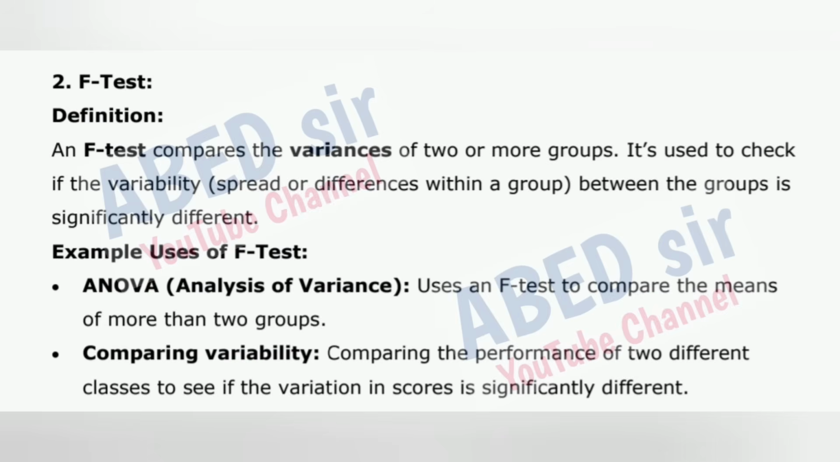2. F-test. Definition. An F-test compares the variances of two or more groups. It's used to check if the variability, spread or differences within a group or between the groups is significantly different. Example uses of F-test. ANOVA, analysis of variance, uses an F-test to compare the means of more than two groups. Comparing variability, comparing the performance of two different classes to see if the variation in scores is significantly different.